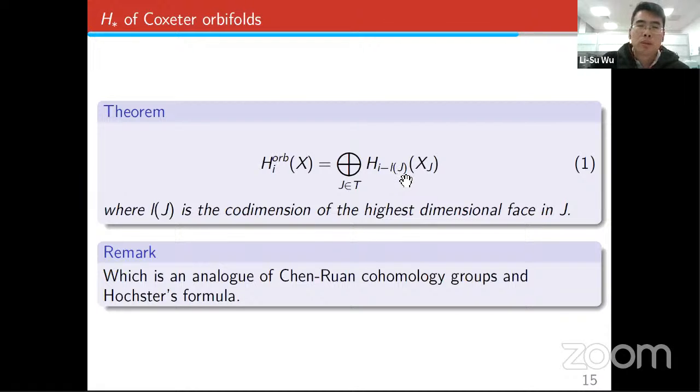Now this corresponds to the non-twisted sectors in Chen-Ruan cohomology, and the others correspond to the twisted sectors in Chen-Ruan cohomology. And this formula is also an analog of the Hodge formula, because we defined the orbifold homology in terms of blow-up. This blow-up is local, and the Hodge formula of the real moment-angle manifold over a polytope is a blow-up globally.